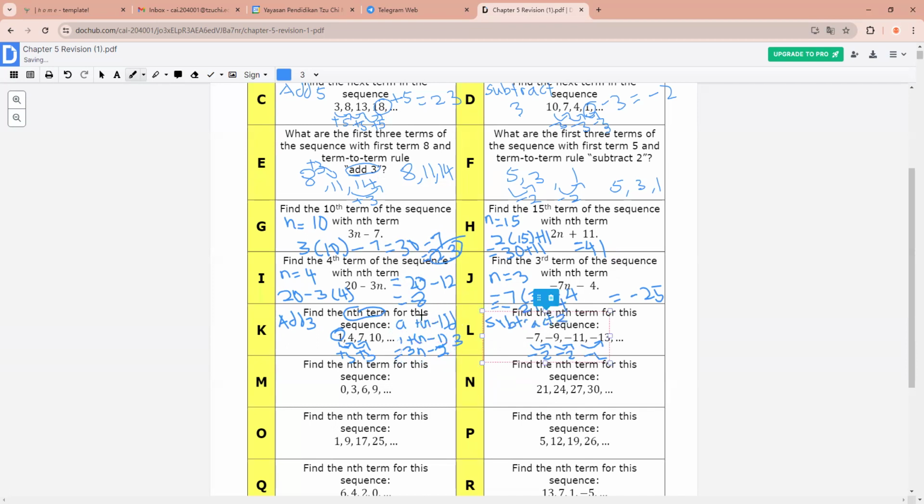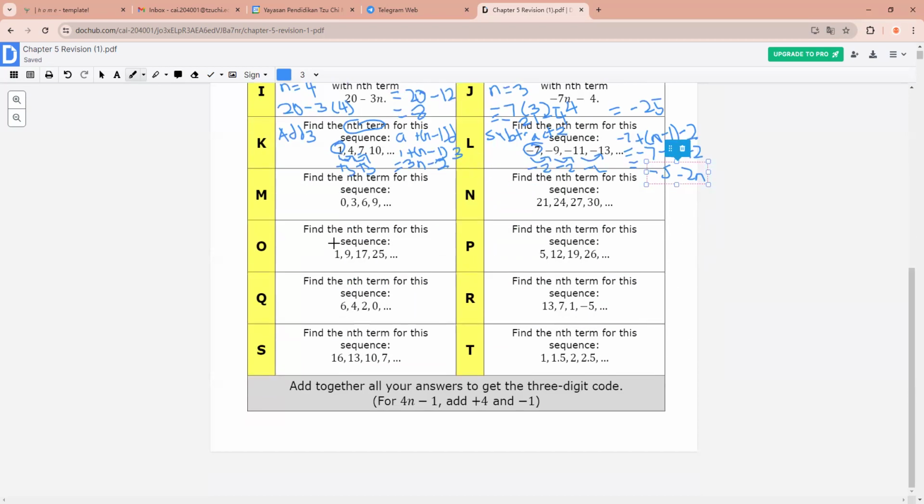So using the same formula, we take the first term, which is negative 7, plus n minus 1, and then the term-to-term rule, which is negative 2. And this gives us negative 7 minus 2n plus 2. So the nth term is negative 5 minus 2n.